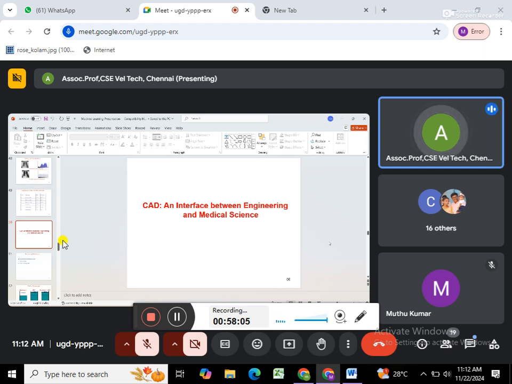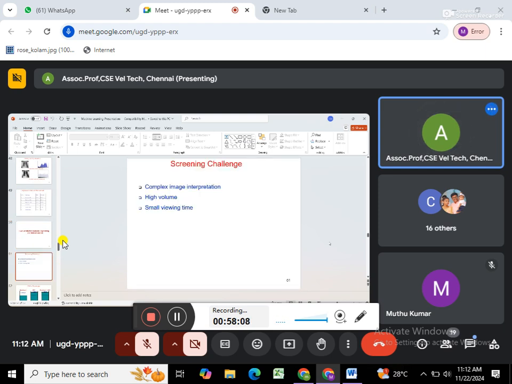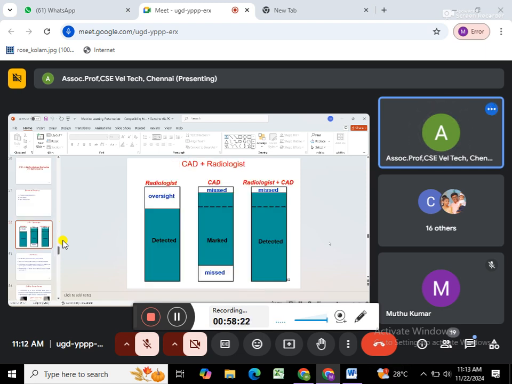Now we go to interfacing engineering and medical science. The screening challenges are complex image interpretation, high volume of data, and small viewing time. These are all the screening challenges. High volume of data and complex image interpretation are there. So that is why we go for the combination of the radiologist as well as the CAD system.